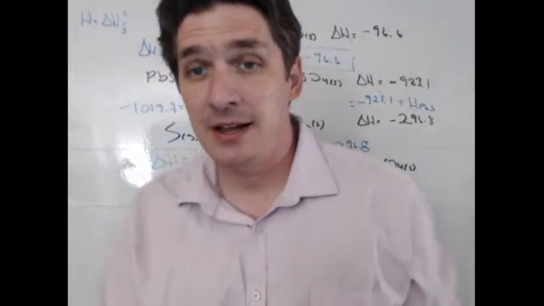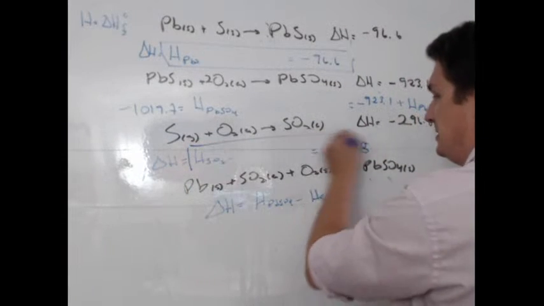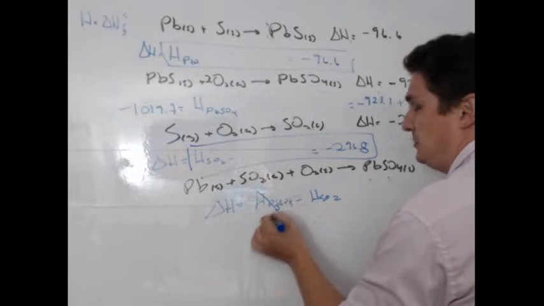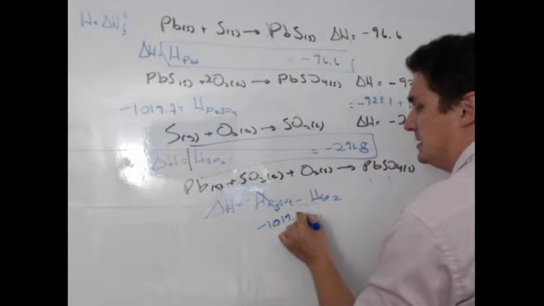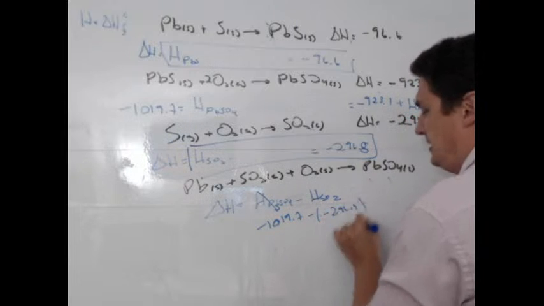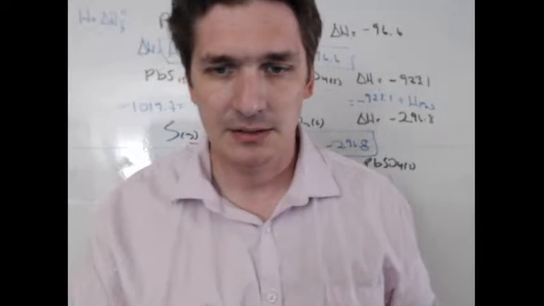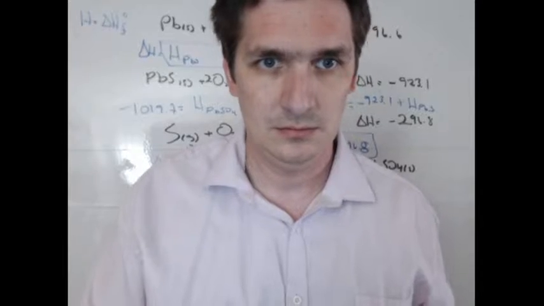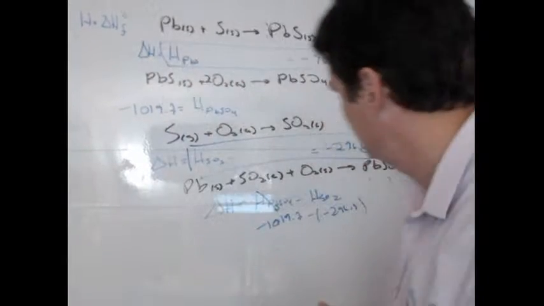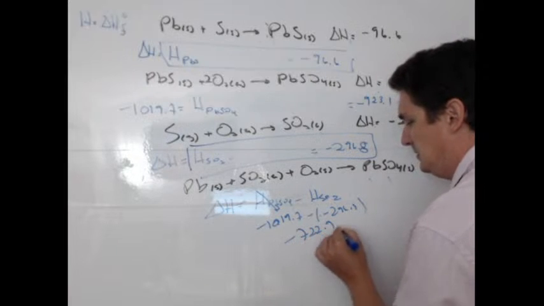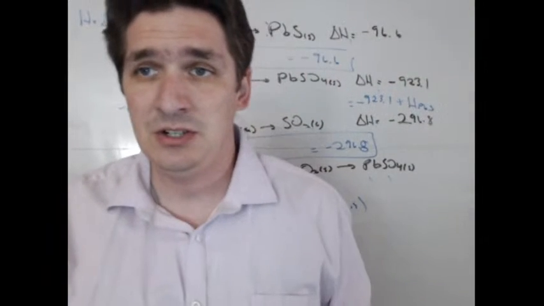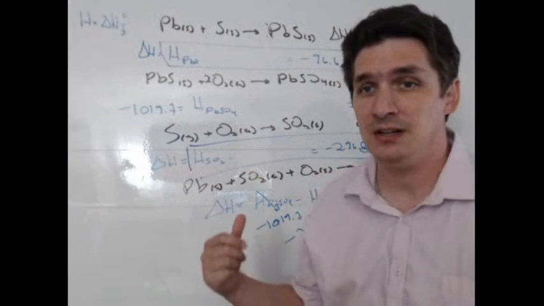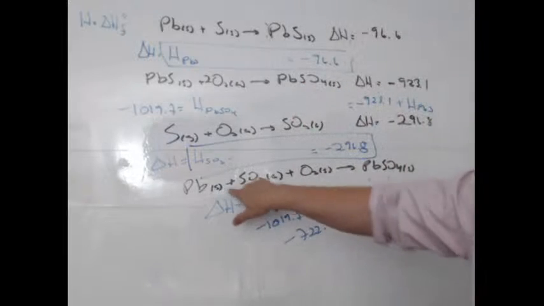Now, sulfur dioxide, again, we just get this relationship that the heat of formation of SO2 equals minus 296.8. And so now if we substitute in, we get minus 1019.7 minus negative 296.8. And when I work that out, I should get the same number. Yep, minus 722.9. So again, these two methods should give you the same answer, but here's the big difference. With the first method, you only got the heat of formation of lead sulfate from this reaction.